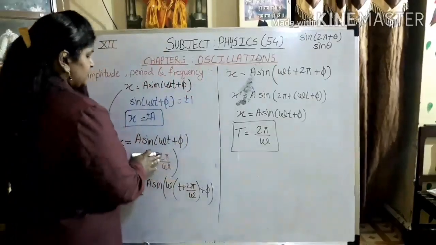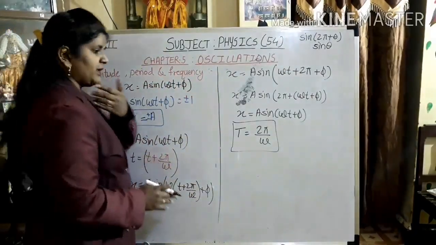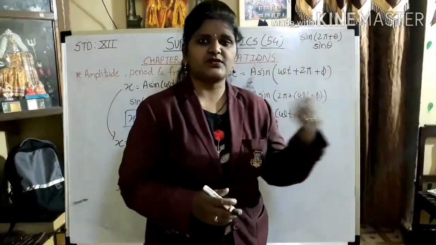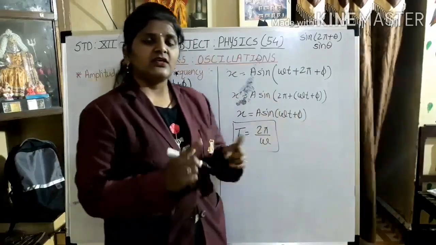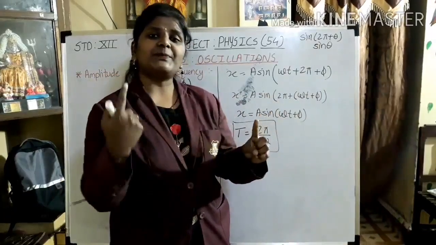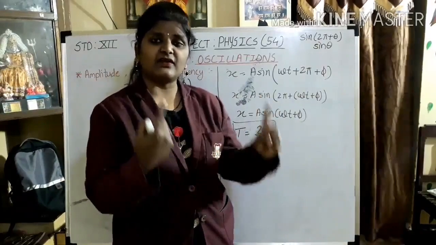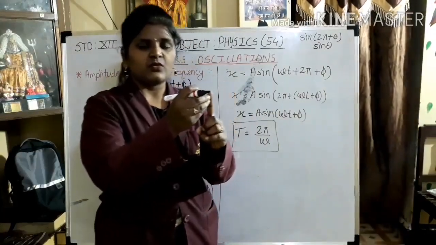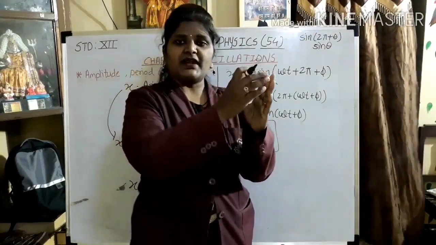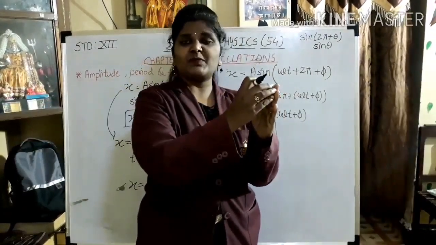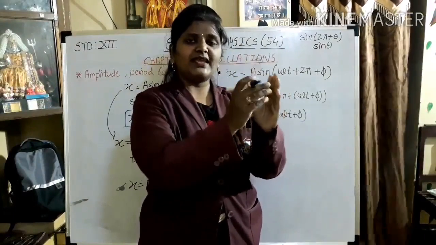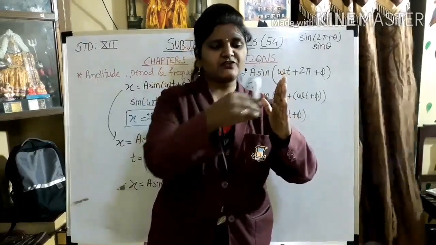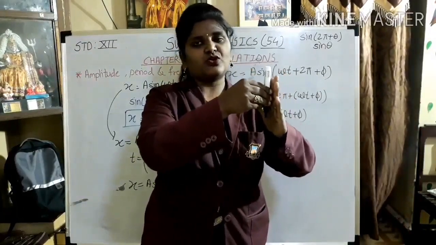So I have added one more term to it, which is 2 pi by omega, and I got the same equation as the previous one. What is the meaning of that? One oscillation got complete after time 2 pi by omega, and it comes to the same position. When a particle is oscillating, what is the meaning of one oscillation got complete? When any particle starts from here, goes over there and again comes back to the same position, this means one oscillation got complete.